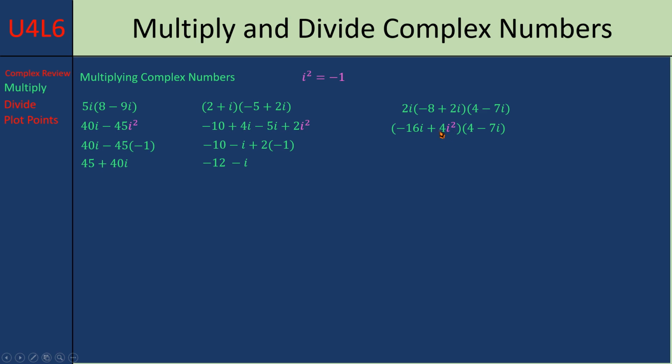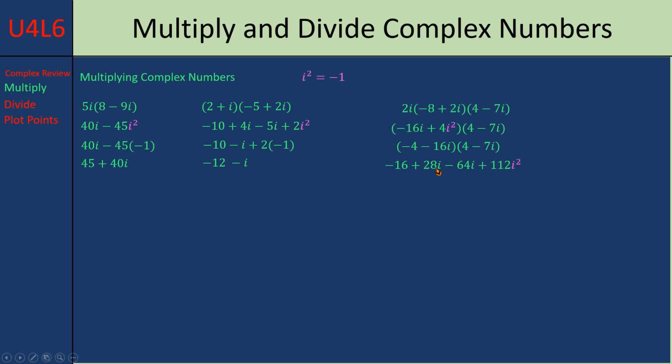The i squared changes the sign of your number, so it becomes -4, and i squared goes away because i squared is -1. So my 4 becomes -4, and it goes in front. Imaginary part goes in the back. So -4 minus 16i, and here I FOIL this out again. I FOIL this out: -16 plus 28i minus 64i plus 112i squared.